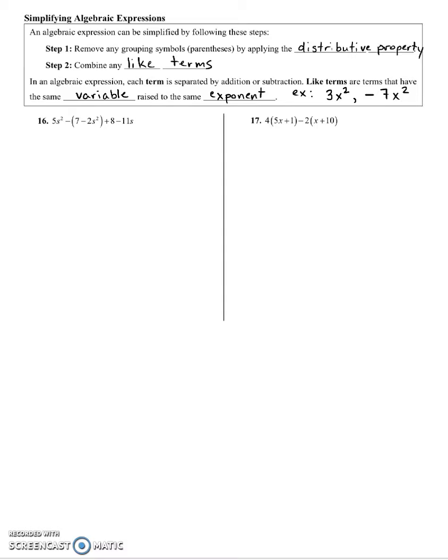So first of all, we need to get rid of the parentheses. Now, this negative sign right here has to be distributed because we're subtracting everything inside that parentheses. So that makes this equal to 5s squared minus 7 minus 2s squared plus 8 minus 11s.